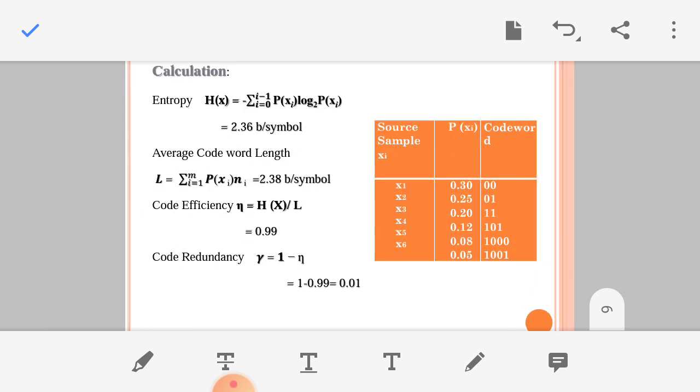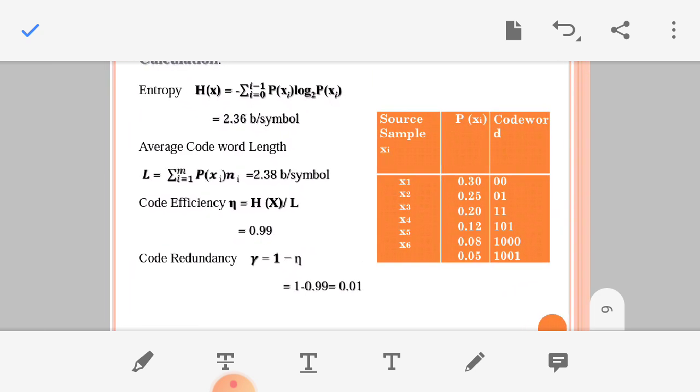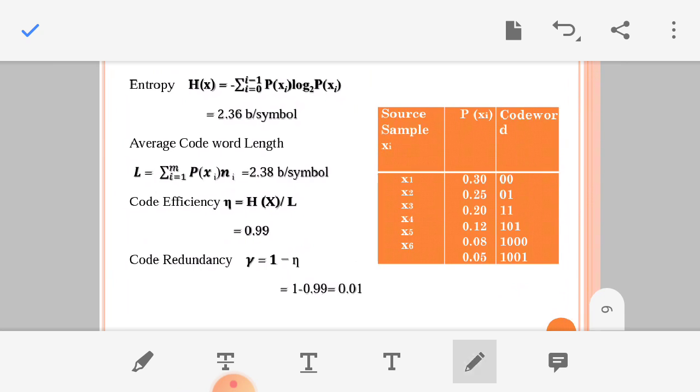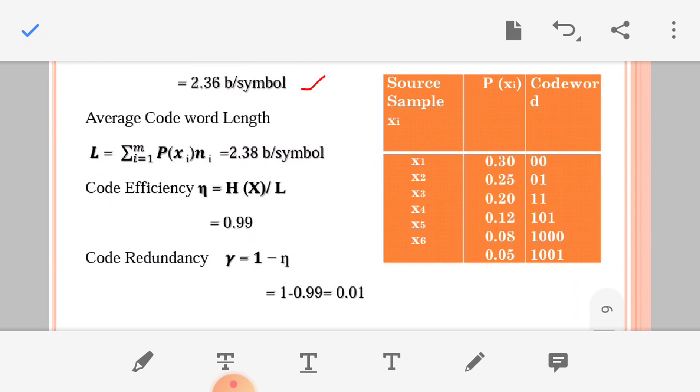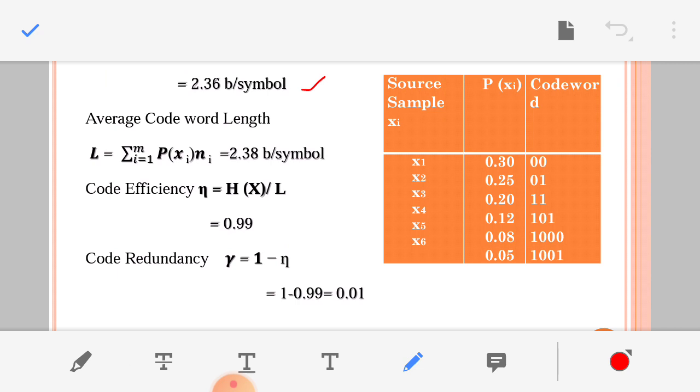Calculation: entropy H(X) equal to minus summation of i equal to 0 to m minus 1 of p(xi) log to the base 2 of p(xi). Substitute the above values, then we get the entropy 2.36 bits per symbol. Then we calculate the average code word length L equal to summation of i equal to 1 to m of p(xi) times ni. Substitute the values, we get 2.38 bits per symbol.